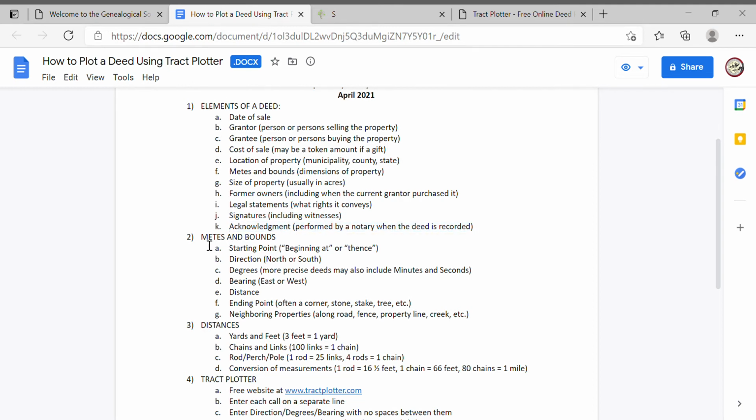So let's focus some more on the metes and bounds now. So the metes and bounds, again, have various elements. They have a starting point, they have a direction, the degrees, the bearing, a distance, and an ending point. And neighboring properties may be mentioned along the way. So let's see what this is like in real life.